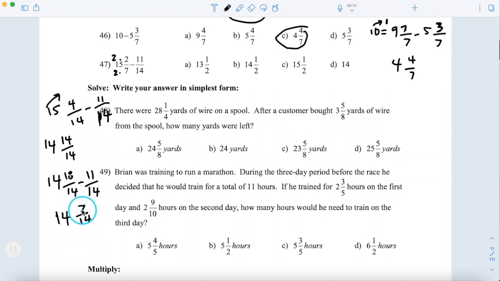And as I can see, can I simplify 7 over 14? Yes. Divided by 7, 7 divided by 7 is 1, 14 divided by 7 is 2. 14 and 1/2, 14 and 1/2, there you go. Alright, so add and subtract and multiply, make sure you simplify your final answer. Alright, let's go to 48.